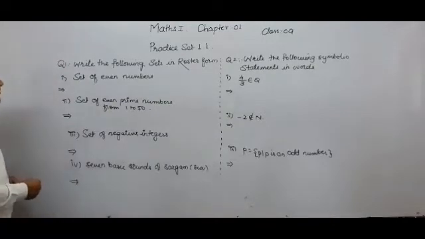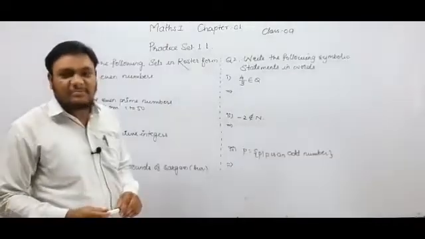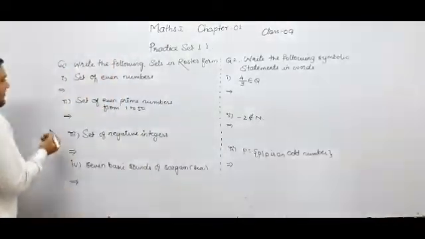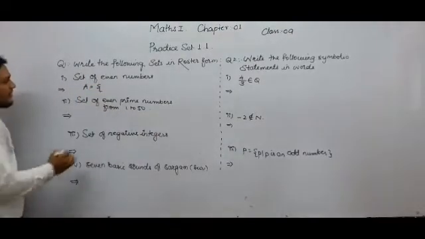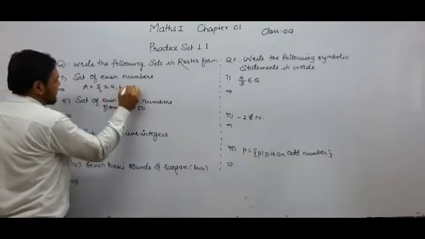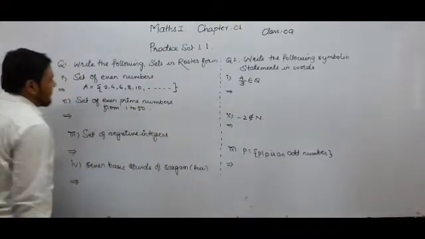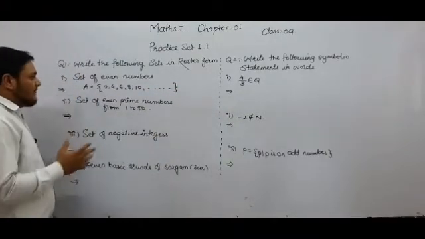So here the first question is set of even numbers. Students, you know what are even numbers? The numbers which are completely divisible by 2 are called even numbers, and we will denote that set by A equals curly bracket. Even numbers are 2, 4, 6, 8, 10, and so on, because these numbers are infinite. The set of even numbers is an infinite set.